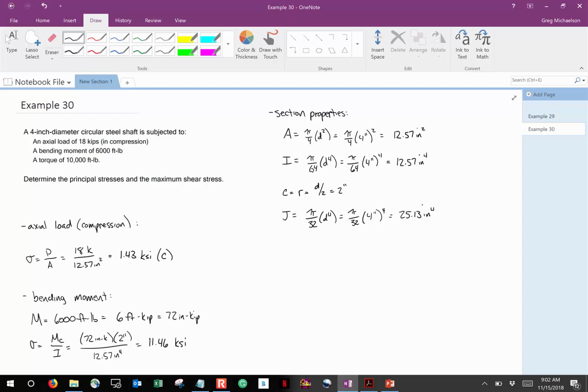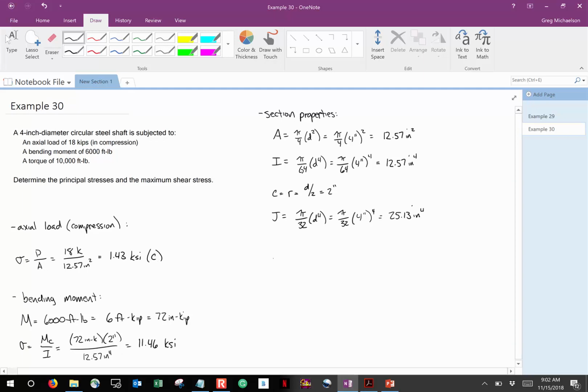Now, the interesting thing about this is, do I take the compression or do I take the tension? Remember, this is a bending stress computation. If you have bending stresses in a section that's symmetric, you get the same value on the top and the bottom, but one's in compression, one's in tension. Do you consider the compression or do you consider the tension?